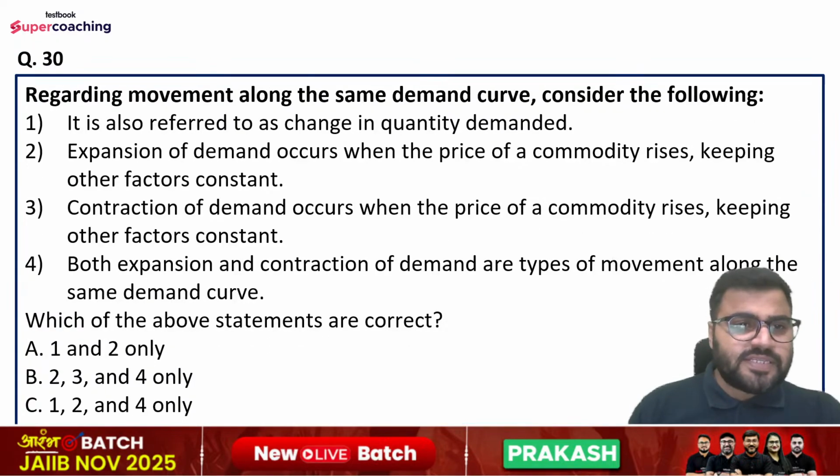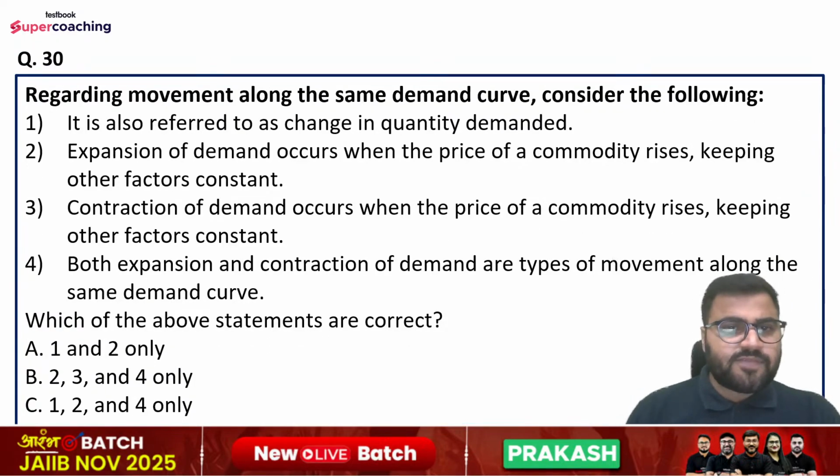Question number 30 is regarding the movement along the same demand curve. Consider the following. It is also referred to as change in quantity demanded. Expansion of demand occurs when the price of a commodity rises, keeping other factors constant. Contraction of demand occurs when the price of a commodity rises, keeping other factors constant. Both expansion and contraction of demand are types of movement along the same demand curve. Which of the above statements are correct?